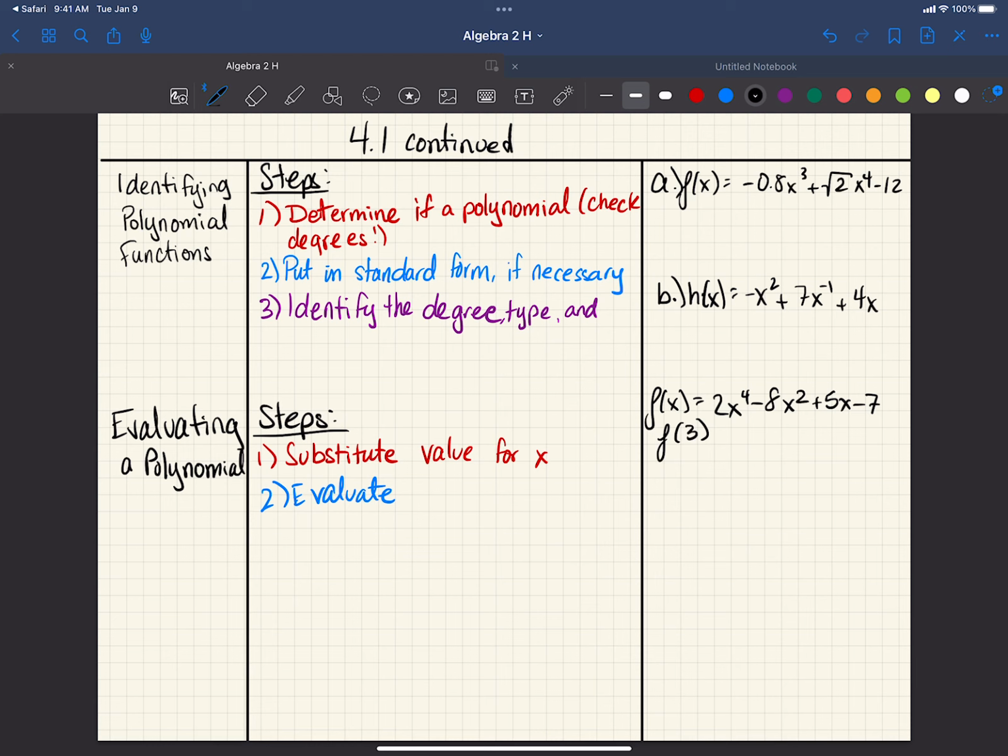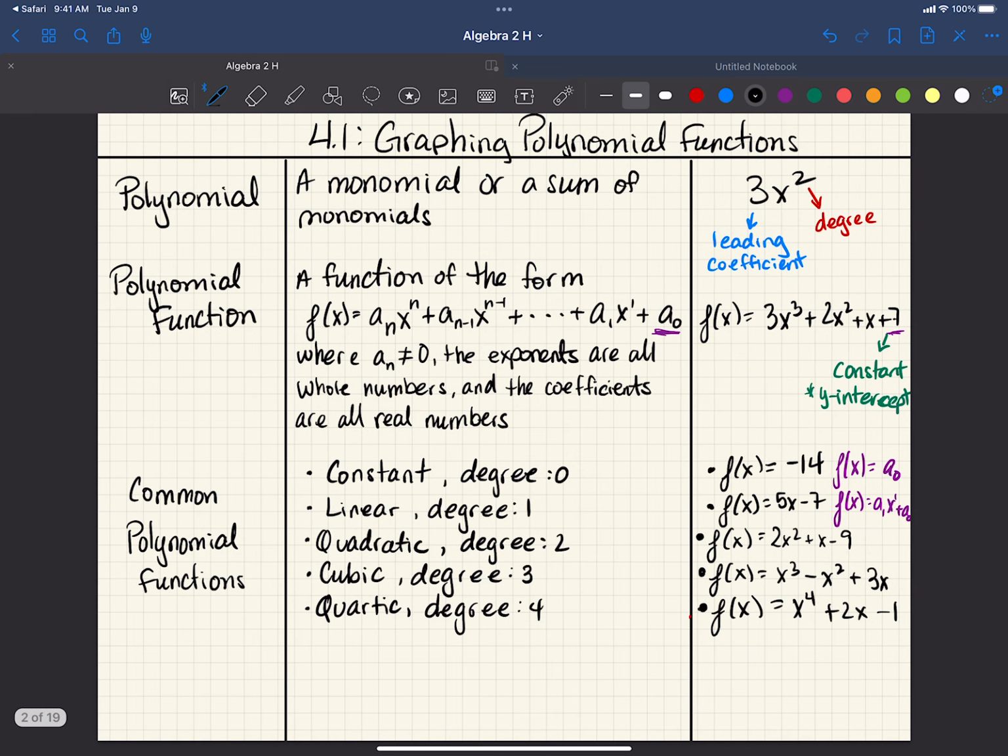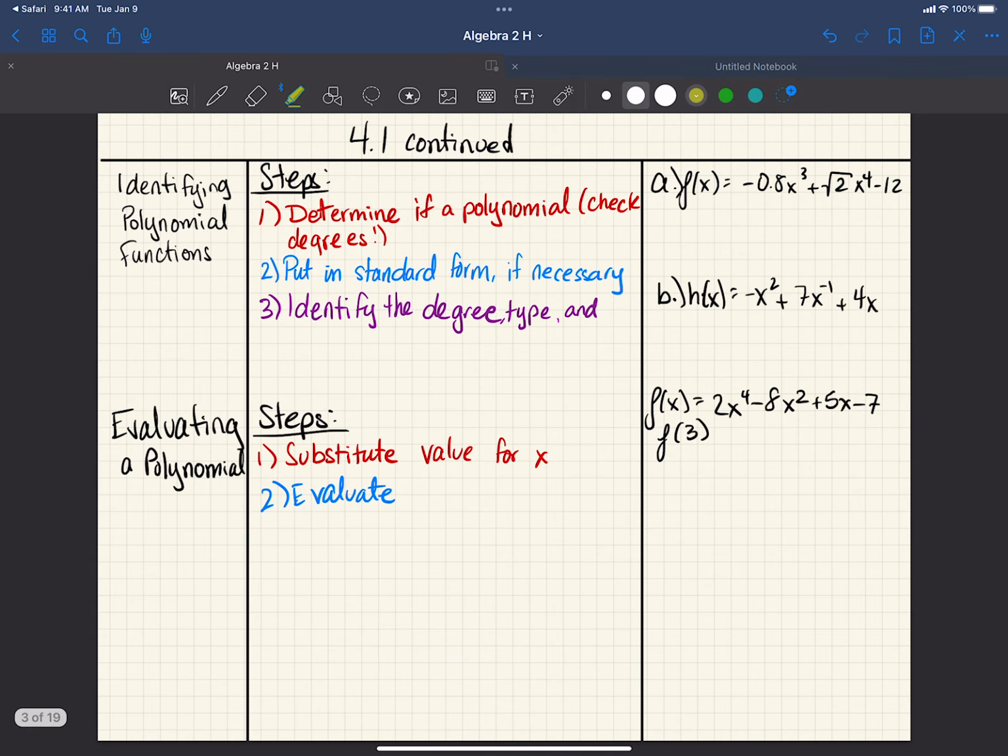Now, identifying polynomial functions. The first thing I need to do is make sure that what I'm looking at is a polynomial function. And to do that, I'm going to jump back over here and highlight these key points. These key points tell me a_n cannot equal 0, the exponents are all whole numbers, and the coefficients are all real numbers. Those are the important facts that I need to know about when it comes to something like this.